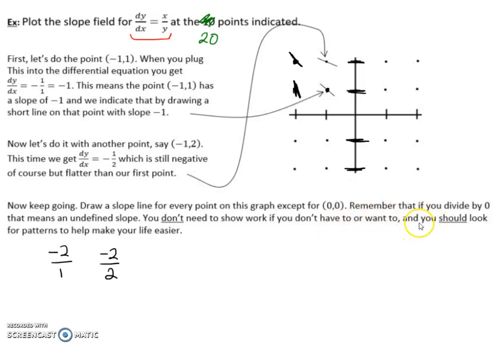You notice that I just noticed a pattern so I can make my life easier. I'm going to recommend you look for patterns as much as possible when you do these. In the first quadrant, 1, 1. 1 divided by 1 is 1. 2 divided by 2 is also 1. Well, that means that this is also going to be negative 1 divided by negative 1. That's 1. That's going to be 1. These are going to be negative 1.